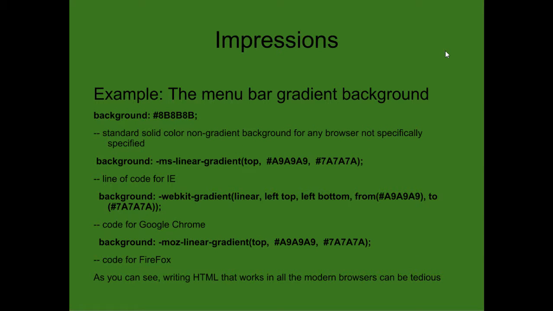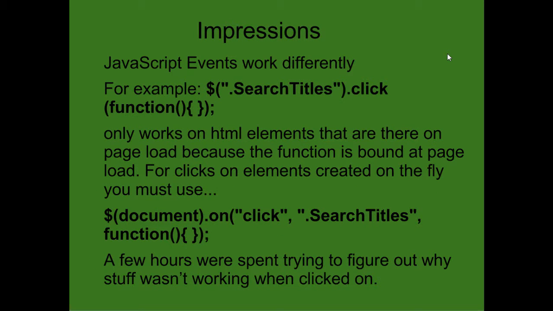An example of this is our menu bar. We wanted a gradient background. All these lines of code are back-to-back in the CSS file. Notice that for each web browser we wanted to support, Firefox, Google Chrome, and Internet Explorer, we needed a different line of code to produce a gradient background. If the web browser runs into a line of code it doesn't recognize, it simply skips it.